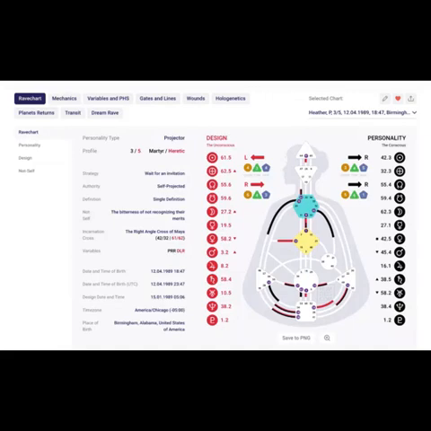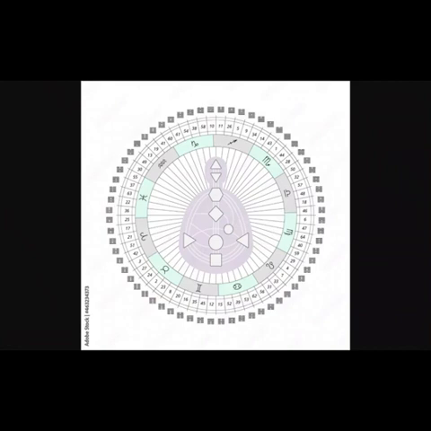I've been studying this for about a year now. Not nearly as much as I study astrology, but I do use it from time to time to get more depth and more insight on the interpretations that I'm making in astrology, mainly in natal charts, not so much in transit.